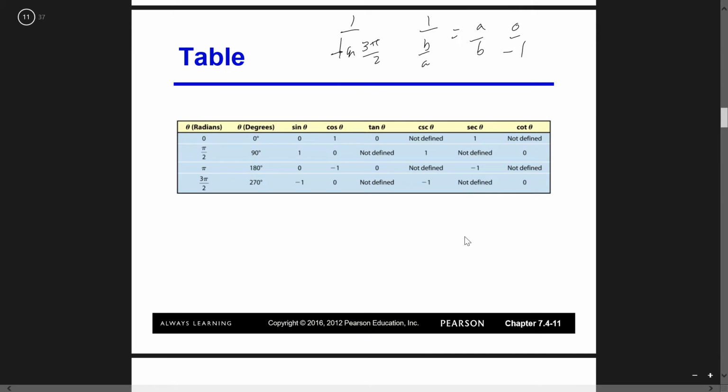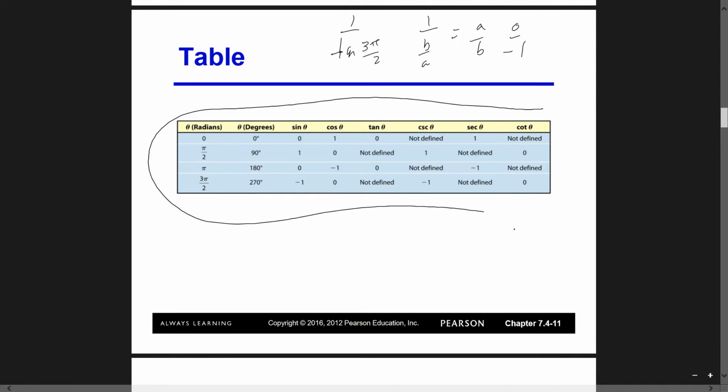So finally, we have these tables for the quadrantal angles. And I wouldn't try to memorize these. By the way, any of these you can put in your calculator and get the same answer.